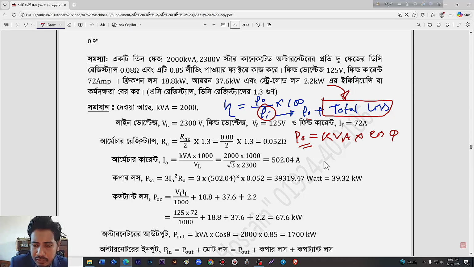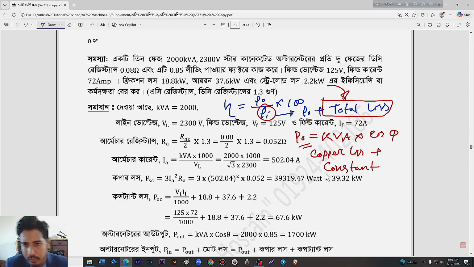Here total loss means there are two types of loss: copper loss plus core or constant loss. You can say constant loss. This is very simple. The formula for finding copper loss is I squared R. You already knew this from the previous semester, and as this is a three-phase system, the factor of 3 will be added here. This is very simple because this is a three-phase system.